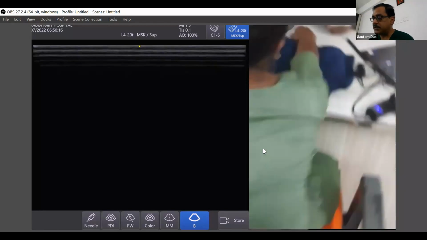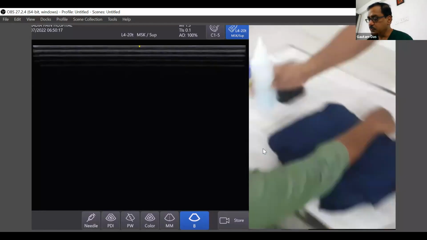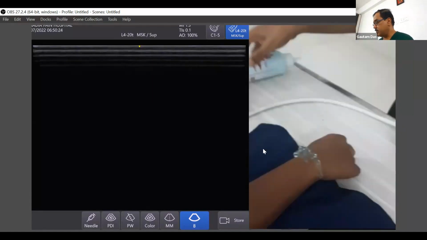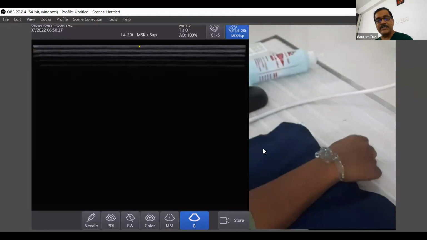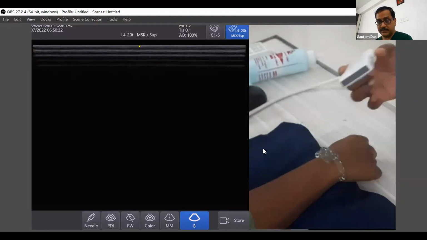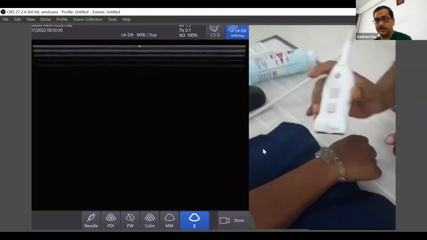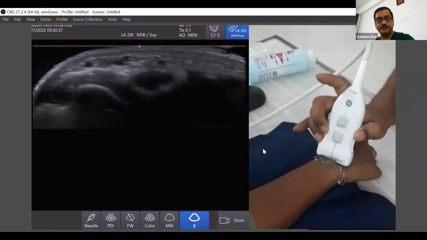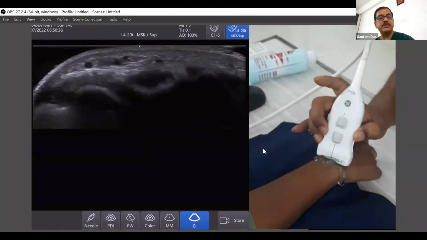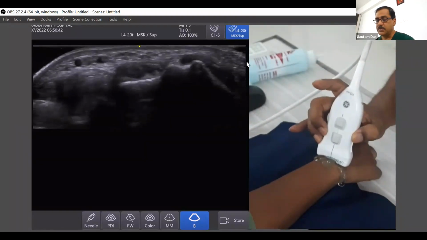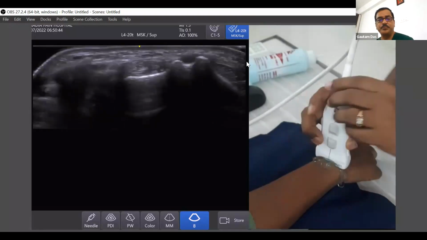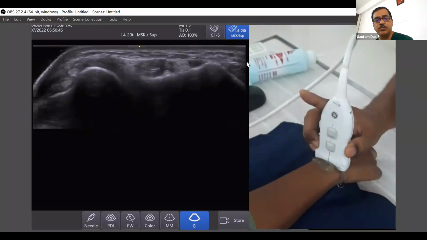So first I'll be starting the scanning with the dorsal compartment. As I told, my aspect marker is on the ulnar side. That means this side is your ulnar side and this side is your radial side. Where I'm holding the probe now, I'm holding it over the Lister tubercle.